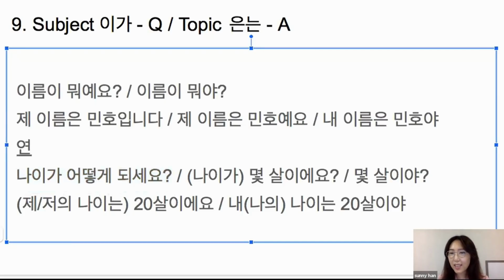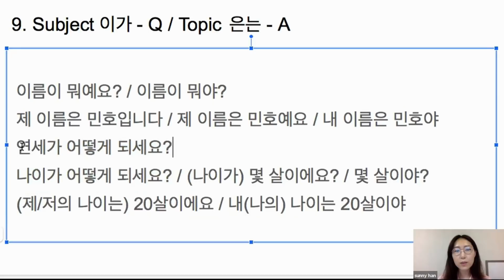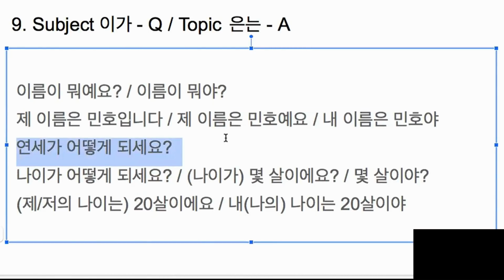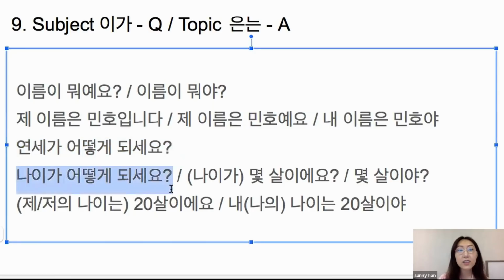But we don't really ask the grandmother or grandfather their age, right? So 연세가 어떻게 되세요? This one is for someone much older. Yes, correct. What if we accidentally ask someone who is in their 30s or 40s, like 연세? That would be considered rude. But you can ask.